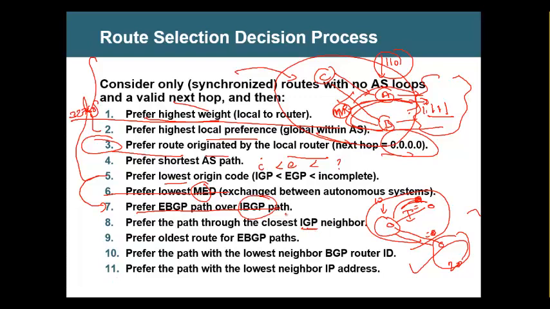For IBGP, what do you have? IGP reachability, correct? What is IBGP? A peer within the autonomous system. Within the autonomous system, how do you know which IBGP neighbor is closest? You have OSPF, or you may have RIP. So you have some IGP protocol. Here IGP means the routing protocol, like OSPF, EIGRP, RIP, ISIS. It prefers the path through the closest IGP neighbor.